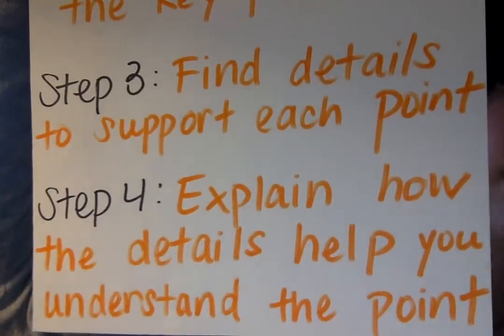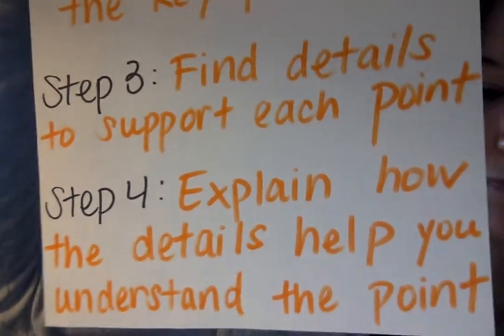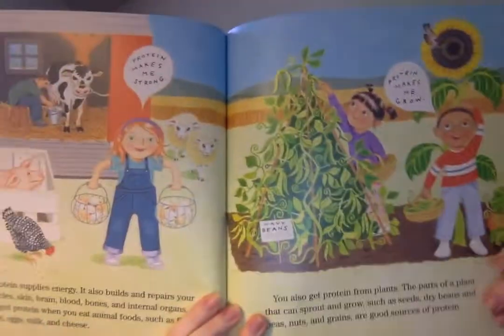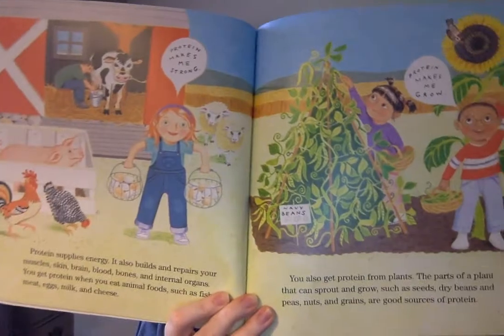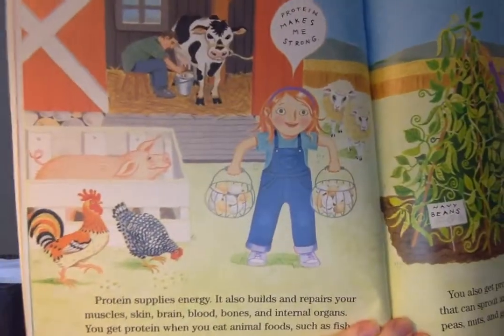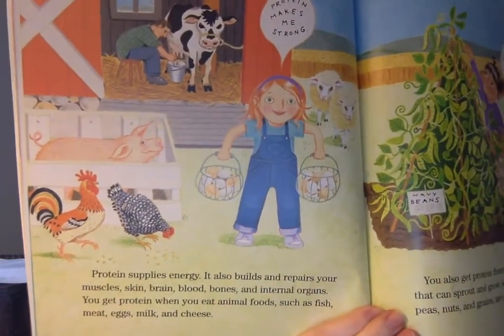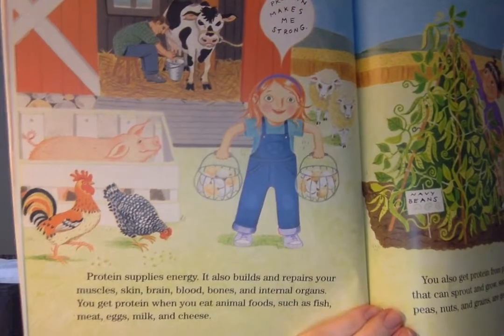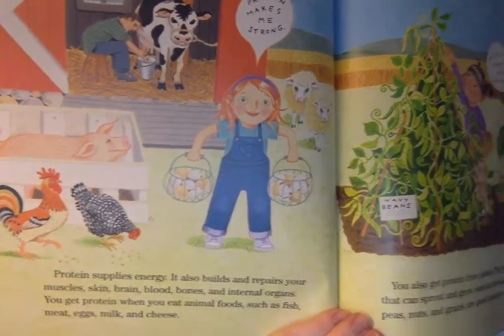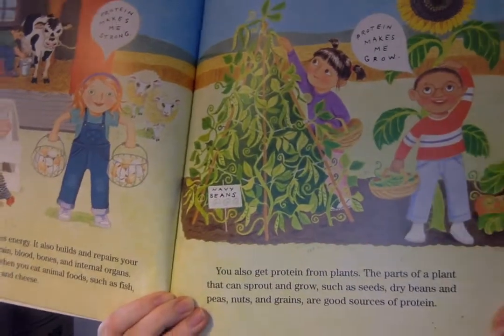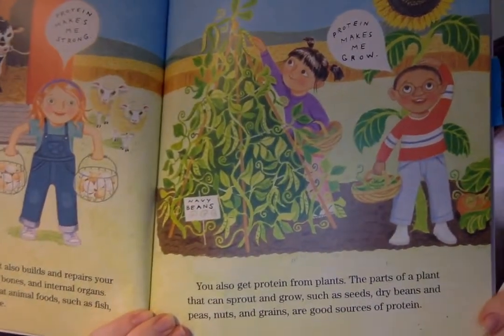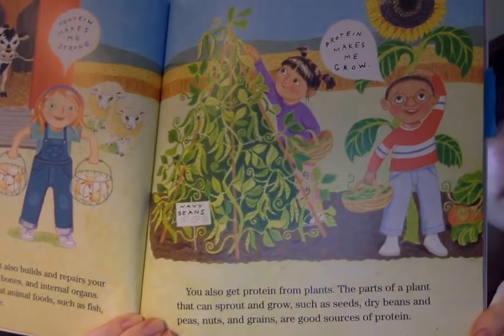All right, friends, I'll need your help moving into step 4. Explain how the details help you understand the point. So remember, we're looking for details that support the point that food gives you energy and helps you grow. So I want you guys to look at these 2 pages and think, how do these 2 pages support the point that food gives us energy and helps us grow? How does the author support the point that food gives us energy and helps us grow?